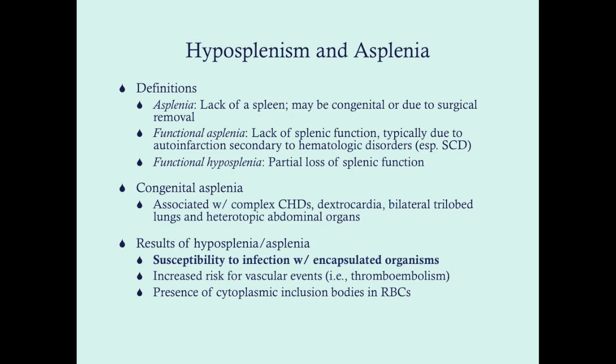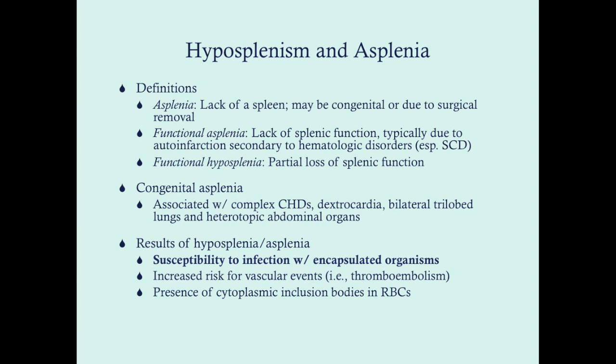So some definitions. Asplenia is the lack of a spleen that can be congenital or it can be due to surgical removal. Functional asplenia is asplenia, but it's a lack of splenic function. So in this case, you may have an anatomic spleen there, but it dies off. A lot of times this is due to autoinfarction. We see that in sickle cell disease, among other things, but particularly in sickle cell disease, where it's exactly what it sounds like. You get infarction, the spleen, being tissue, needs oxygen, it dies off, and just kind of shrivels up and becomes non-functional. And so it's as if they did not have a spleen.